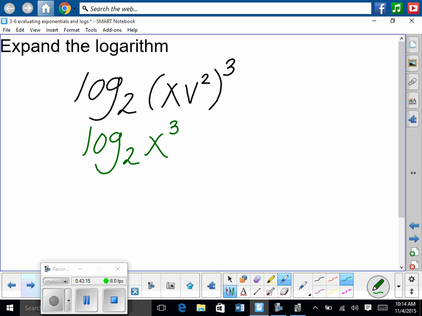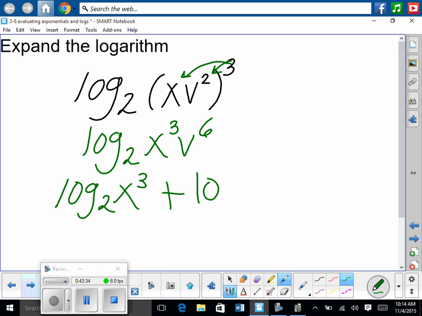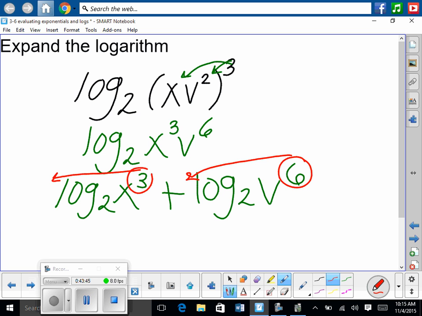Are you all paying attention? X to the 3rd, raise the power to a power, and you multiply. So x to the 3rd, y to the 6th. And then we would split it up. So we have log to the base 2 of x to the 3rd. Because it's multiplication, it'll be plus log to the base 2 of y to the 6th. Then we would fix our exponents. And you guys are good to fix those, right?